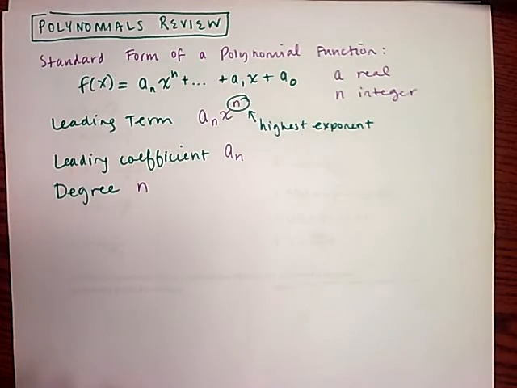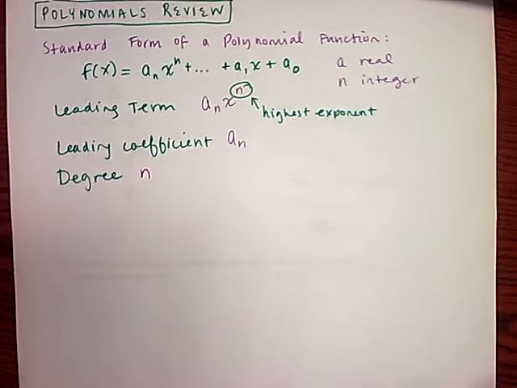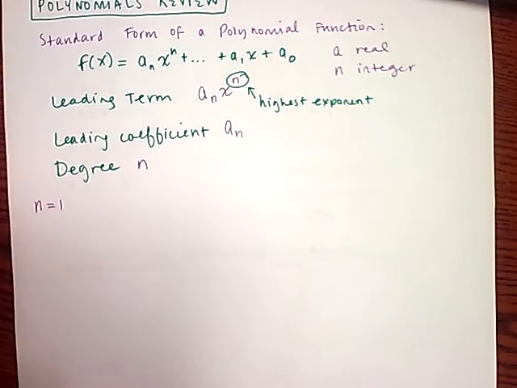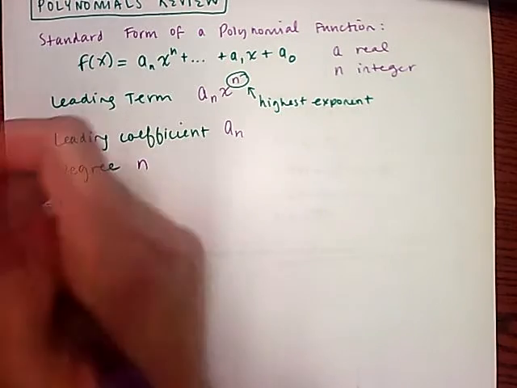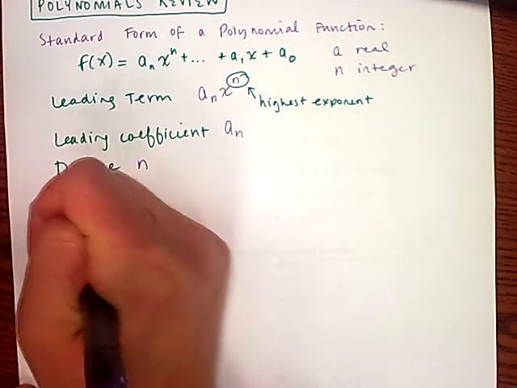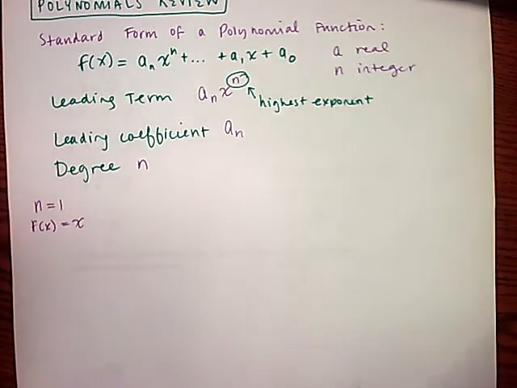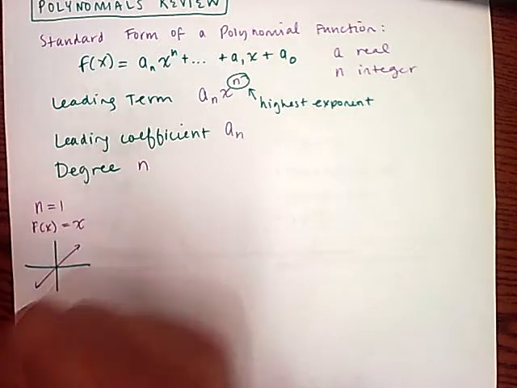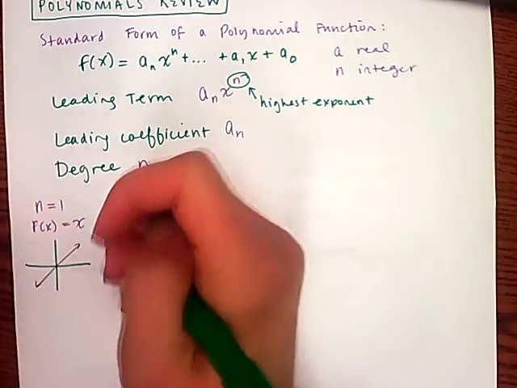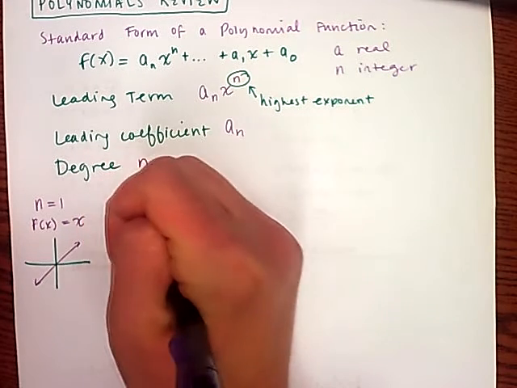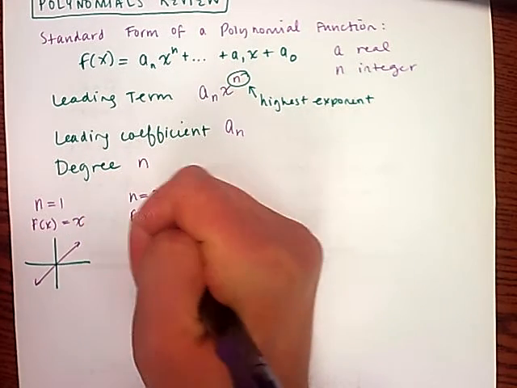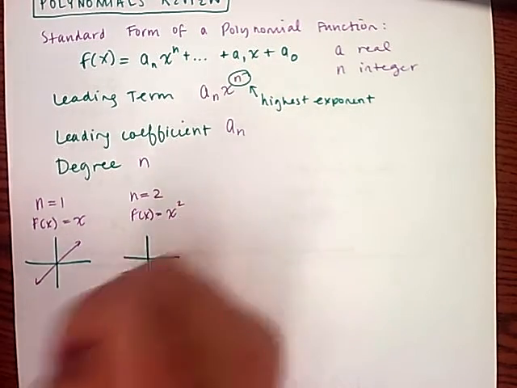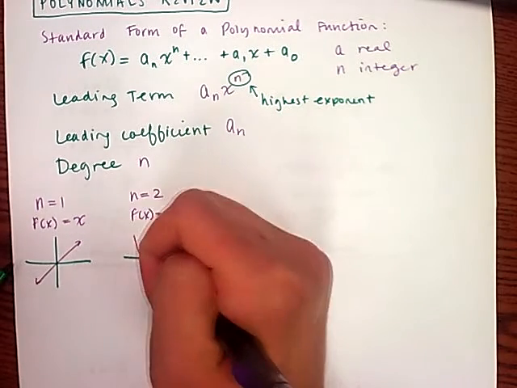Just want to talk about some patterns we notice as we start graphing these functions. So if we start with n equals 1, the most basic form would be f of x equals x. And if we sketch a quick graph, we know this is linear, so it looks something like that. When n is 2, the most basic form of the polynomial would just be the one term x squared. And if we sketch a graph here, we know it looks like a parabola. Something like this.